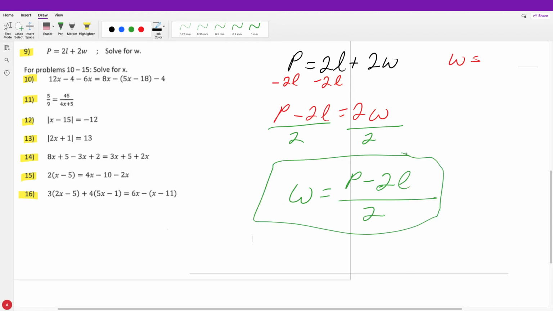Do not separate these for right now. Do not separate it and write P over 2 minus L. If you did, you still get credit, but you don't need to. You can just leave it like this. All right, so this is our final answer for number 9.